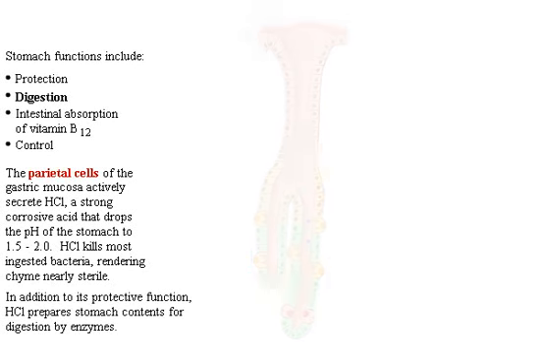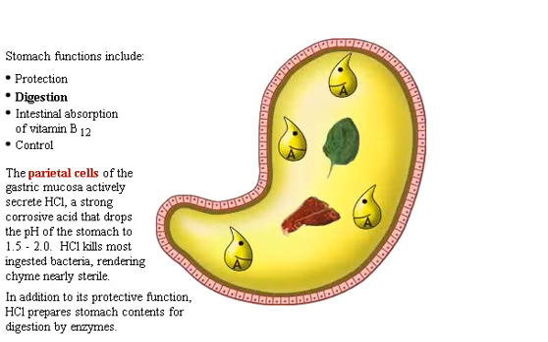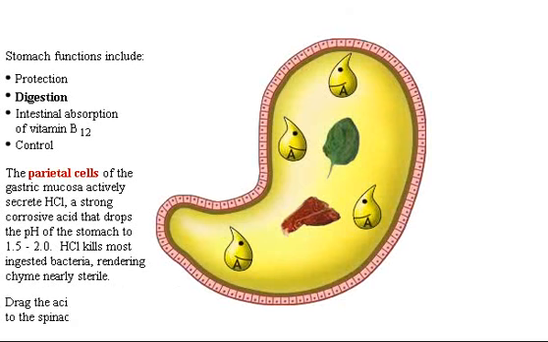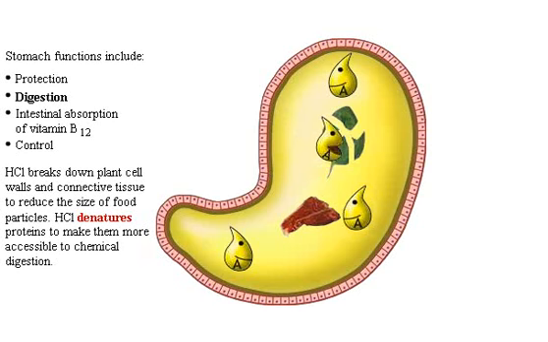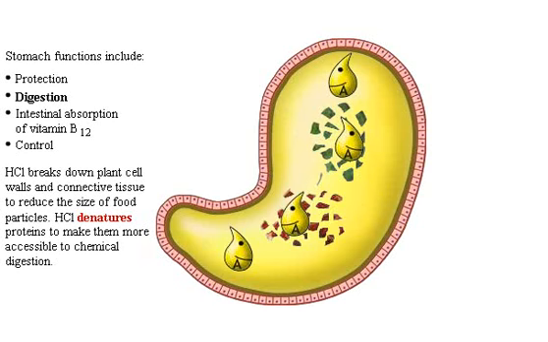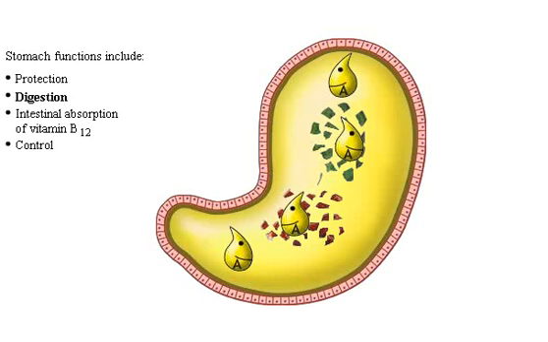In addition to its protective function, hydrochloric acid prepares stomach contents for digestion by enzymes. Drag the acid character to the spinach. Hydrochloric acid breaks down plant cell walls and connective tissue to reduce the size of food particles. Acid denatures proteins to make them more accessible to chemical digestion.